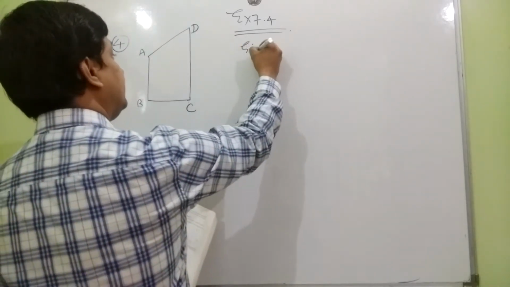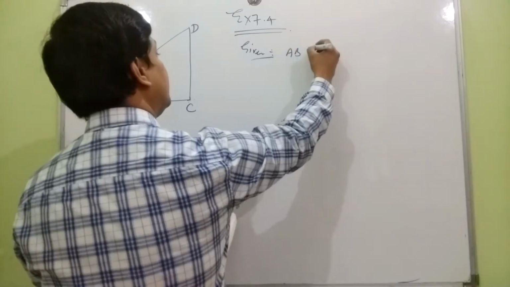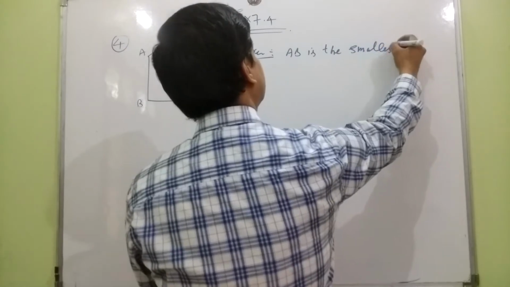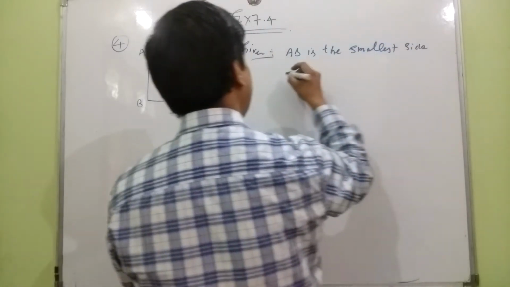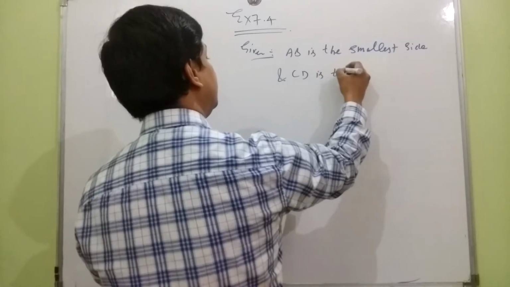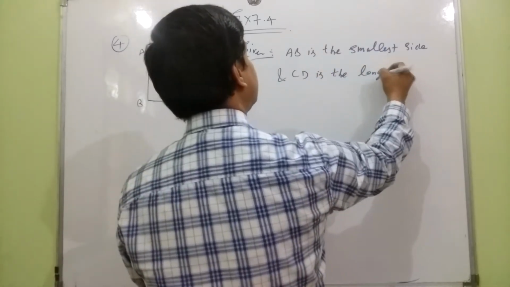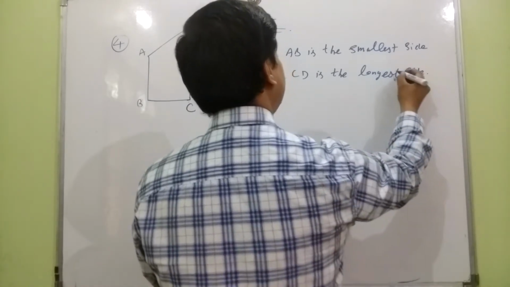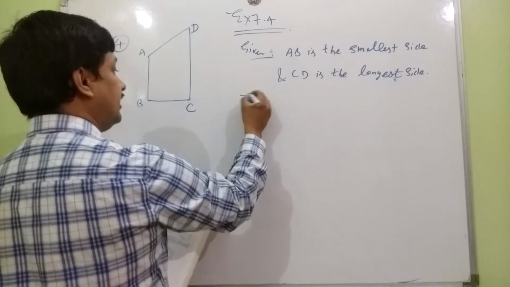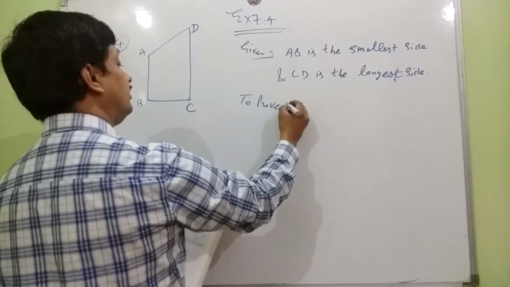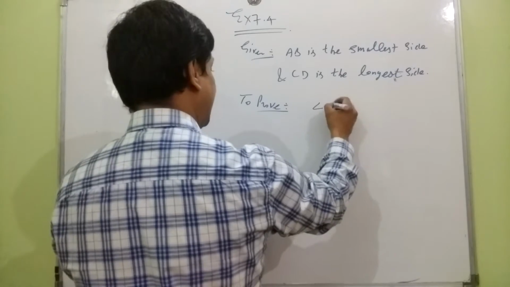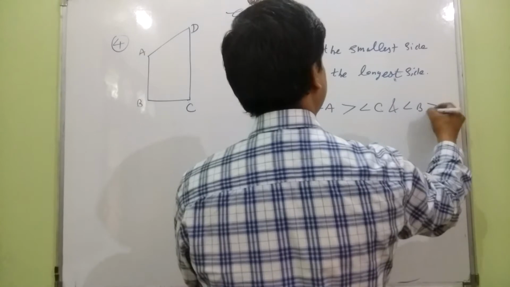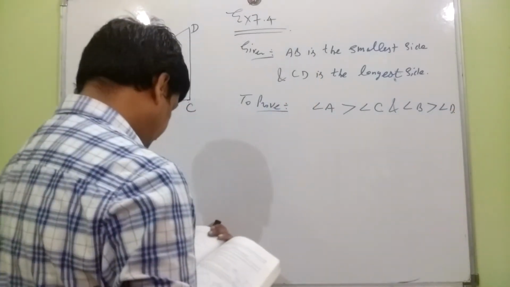So we can write in given: AB is the smallest side and CD is the longest side. This is what is given. And what is to prove? We have to prove angle A is greater than angle C, and angle B is greater than angle D.